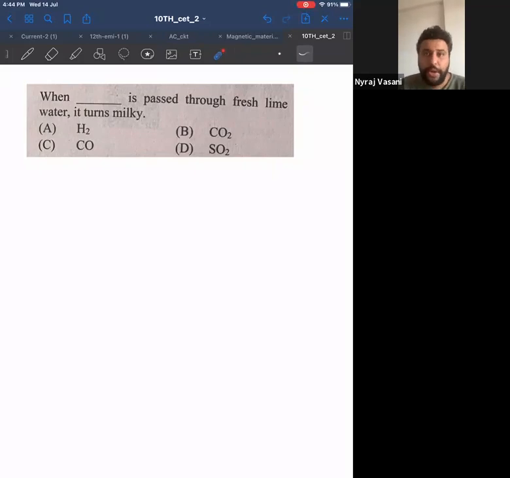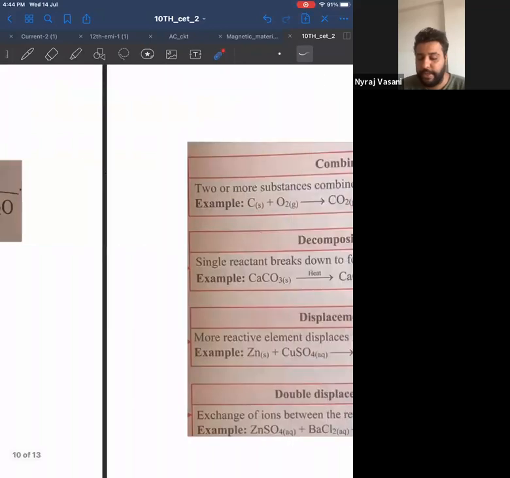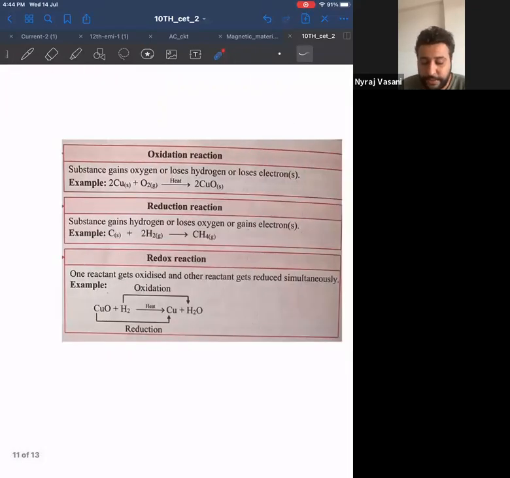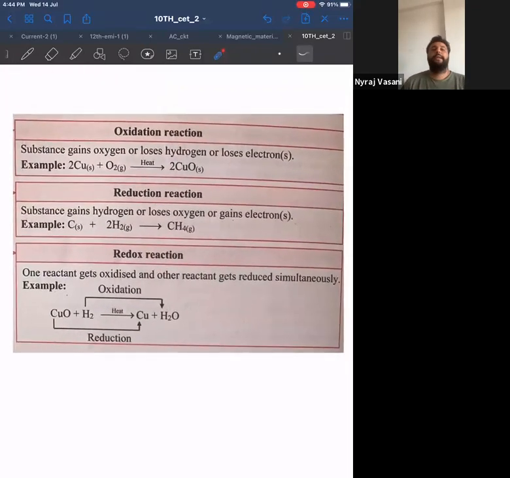Okay. Now, talking about reactions. There are 3 types of reactions again, which can come in your exam. One is oxidation, one is reduction, and one is redox. Redox means reduction plus oxidation together.